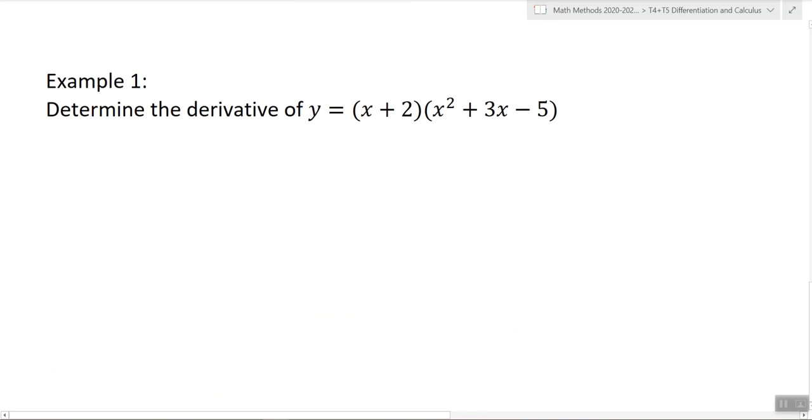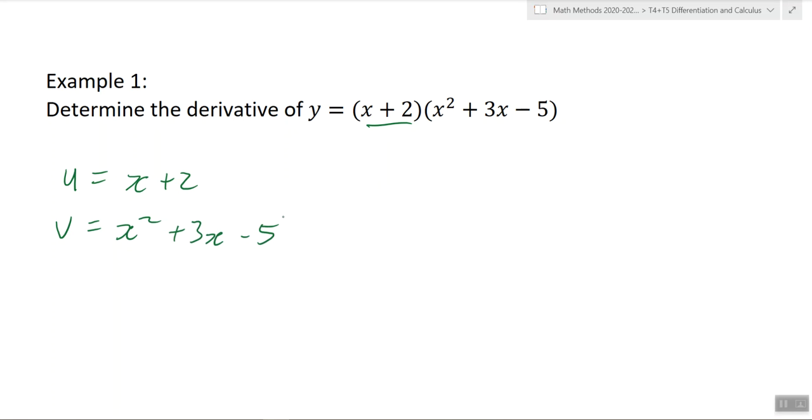Let's find the derivative of this one. So what could be the u? The u could be this bit, and the v could be the quadratic. Very good. Okay, so first step, make a function u and the other function v. Yep, because I want to find the derivative of y. Everyone with me so far?